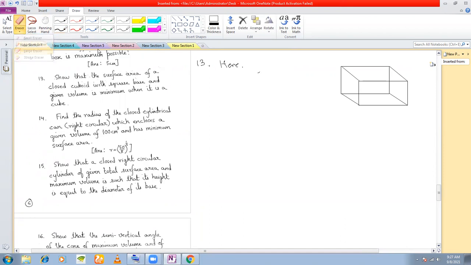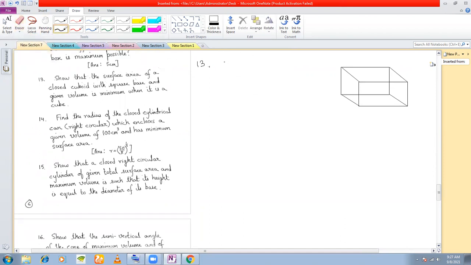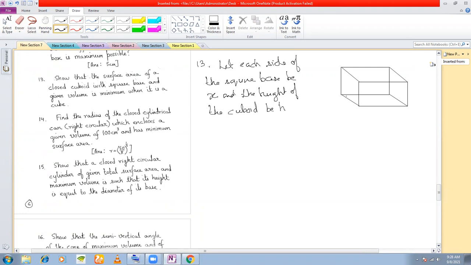Let each side of the square base be X, and the height of the cuboid be H. So which ones are your X? This is your X. This is also your X. And which one is your H? This is your H.